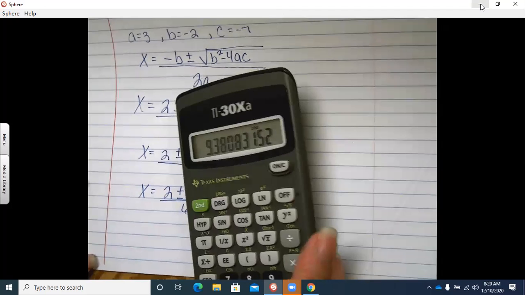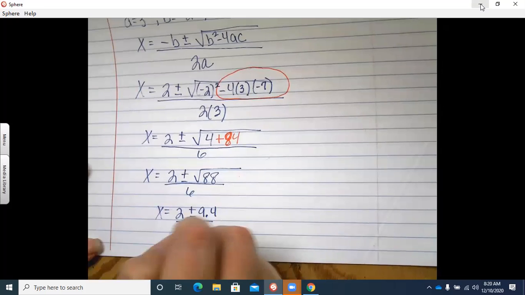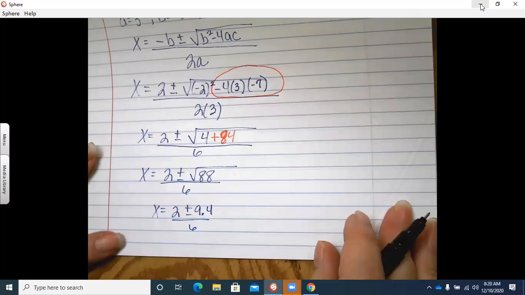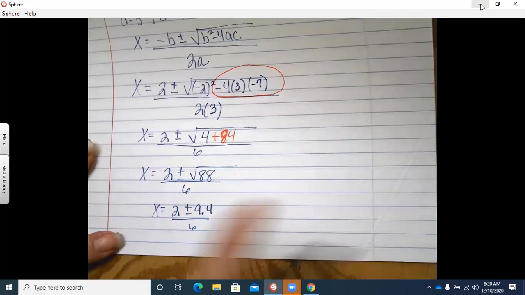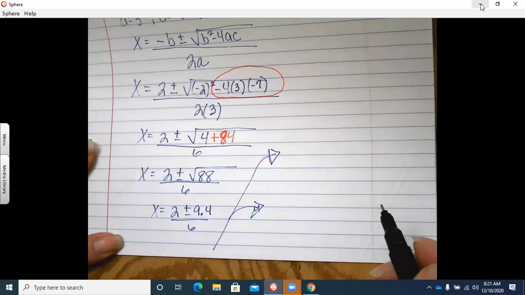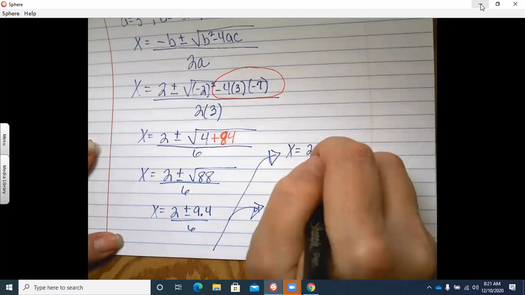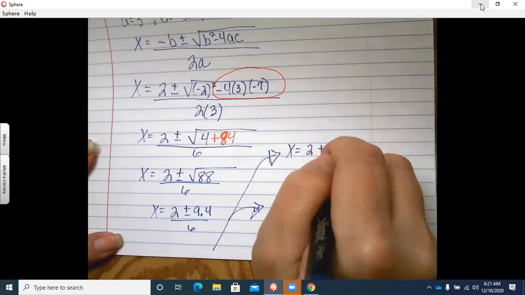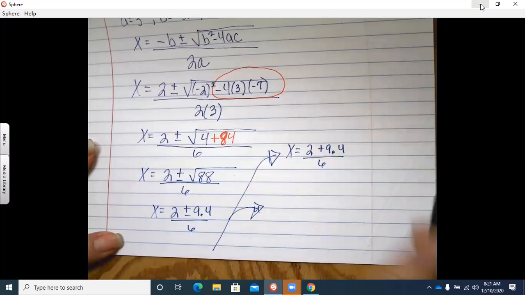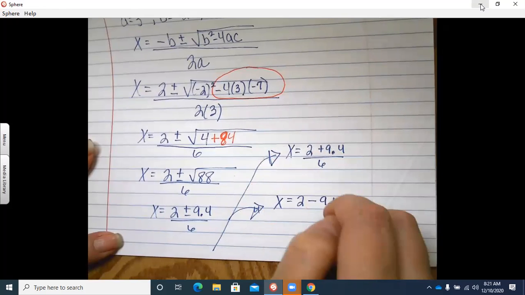So x equals 2 plus or minus 9.4 quantity divided by 6. I need to simplify that further. I don't know where this is on the graph, so I'm going to separate this out into 2 separate problems. One will be dealing with the positive 9.4, and the other one will deal with the negative 9.4. So I'm going to say x equals 2 plus 9.4 quantity divided by 6. And the other one will be x equals 2 minus 9.4 quantity divided by 6.